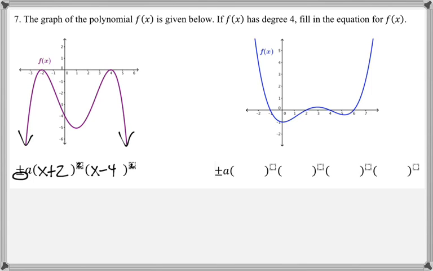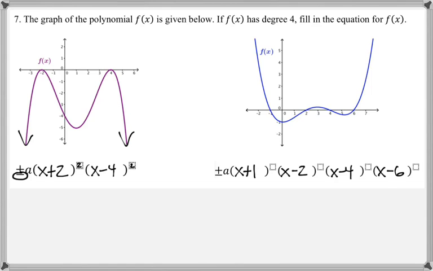On the second one, we are crossing here at -1, so that would be x plus 1, and then we're crossing at 2, that would be x minus 2. Crossing at 4 would be x minus 4. Crossing at 6 would be x minus 6.